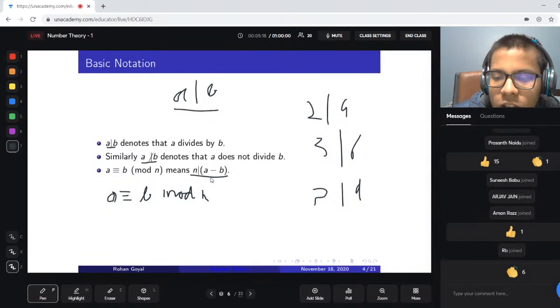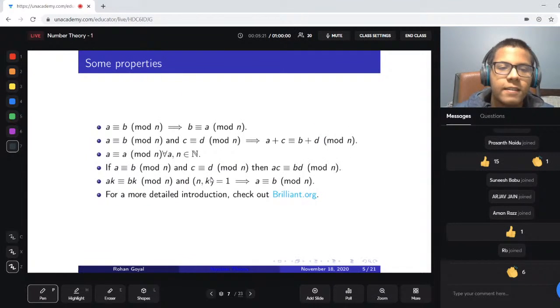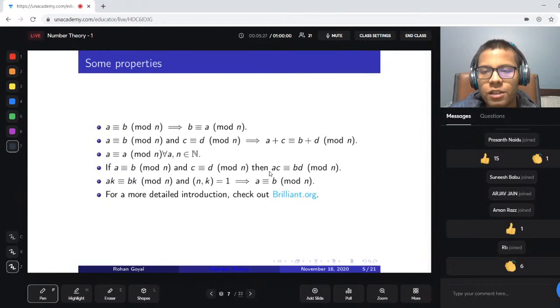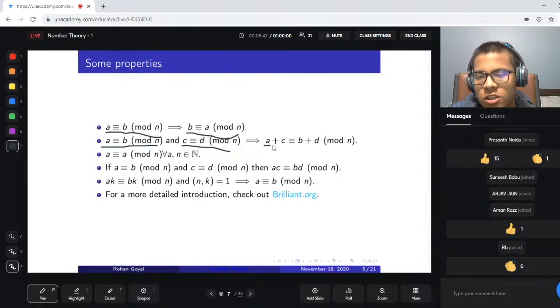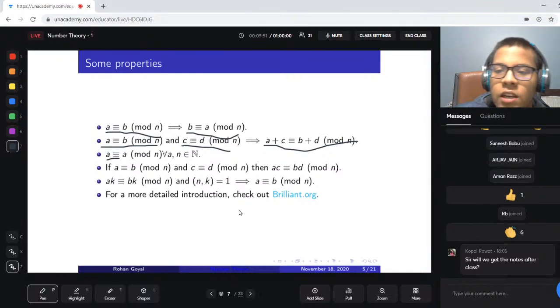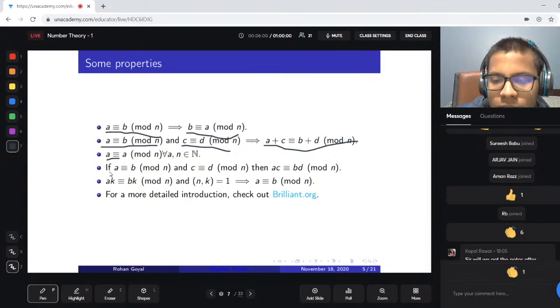Great, awesome. So here are a few basic properties of modular arithmetic. A congruent to B mod n means that B is congruent to A mod n. You see why this is true? Similarly, A congruent to B mod n and C congruent to D mod n, it also means that A plus C is congruent to B plus D mod n. Every number is congruent to itself mod n. Yes, the notes are already on the Discord server. I have already put them under notes and resources. You can use them side by side as well.